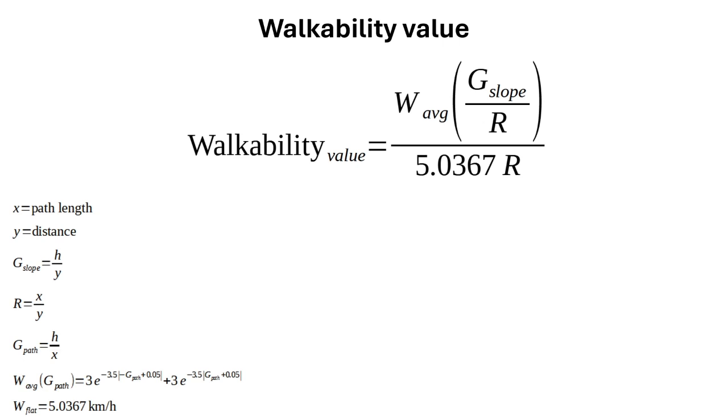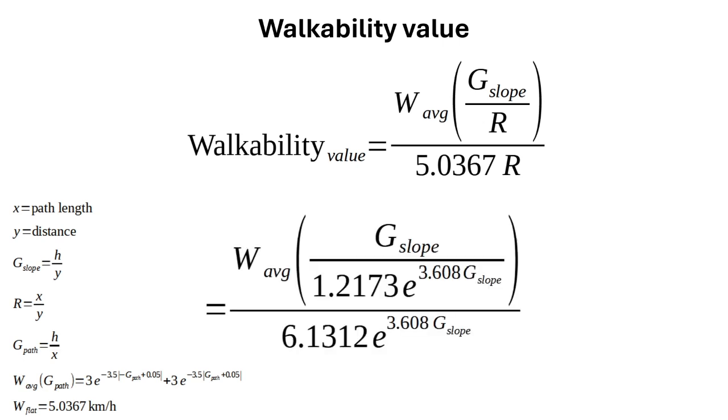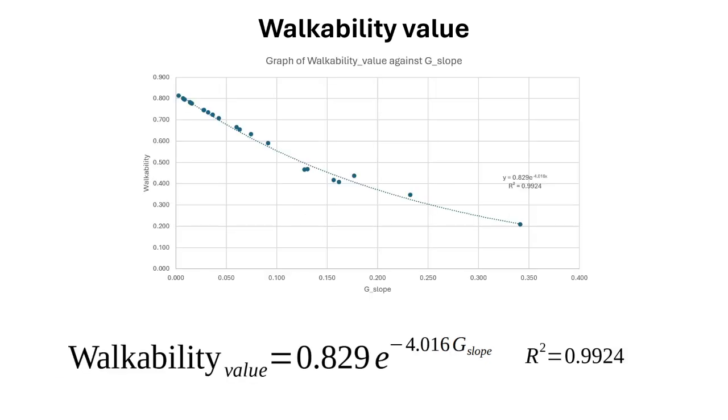Substituting this into the walkability value expression, we get the following expression. Plotting walkability value against G-slope using this equation gives us the following graph, showing an inverse exponential relationship between them with a very high r-squared value of 0.9924. Due to the good fit, we choose this best fit curve as our final expression for walkability value. Using this expression, we conclude that walkability is poorer on hilly terrain, which has a higher gradient compared to flat terrain. Now, Asher will talk about the strengths and weaknesses of our model.